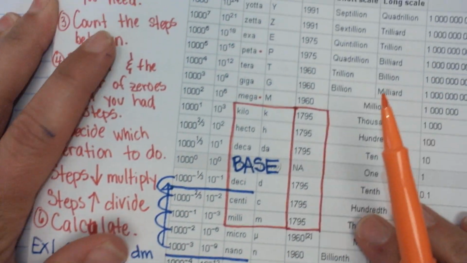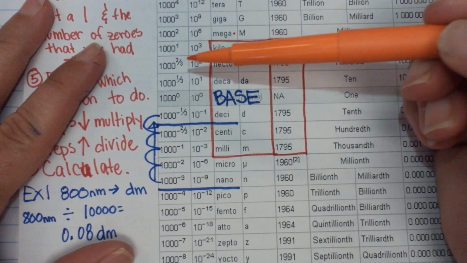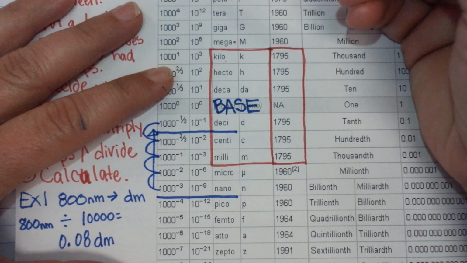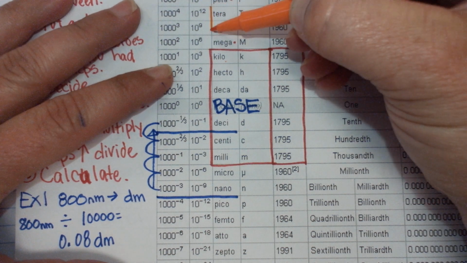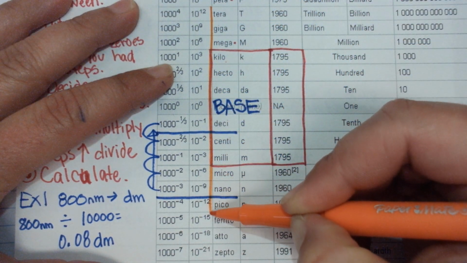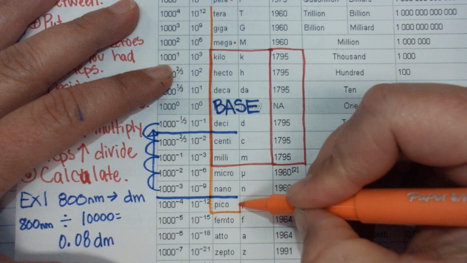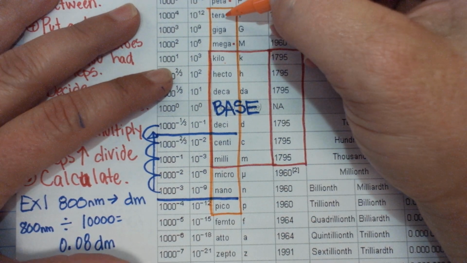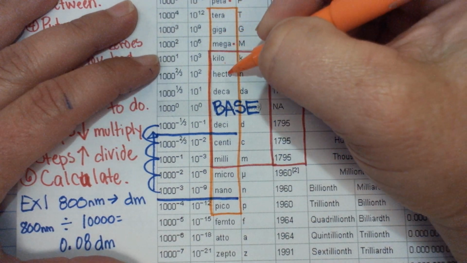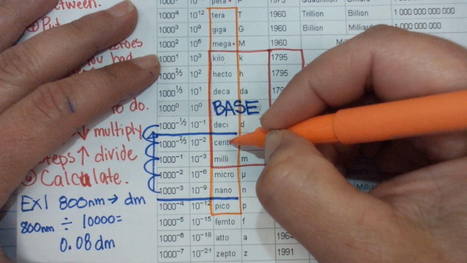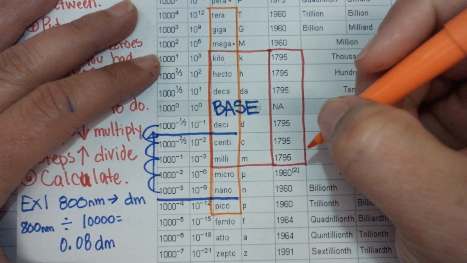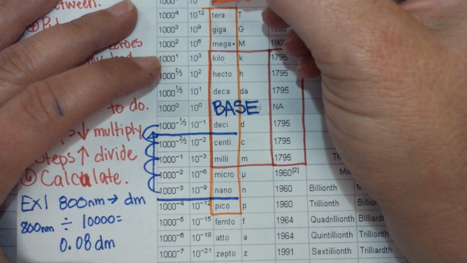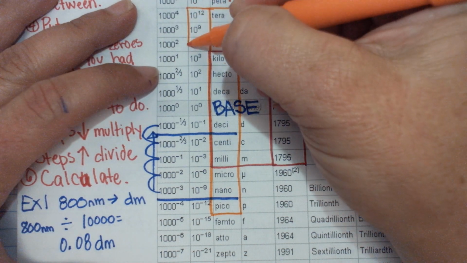Chances are you already have the ones in this box here memorized. I would like to see you memorize all the way from tera down to pico, so we're going to add 3 on both sides. You need to memorize tera, giga, mega, kilo, hecto, deca, unit, deci, centi, milli, micro, nano, pico. I would like you to memorize the steps that they take as well.